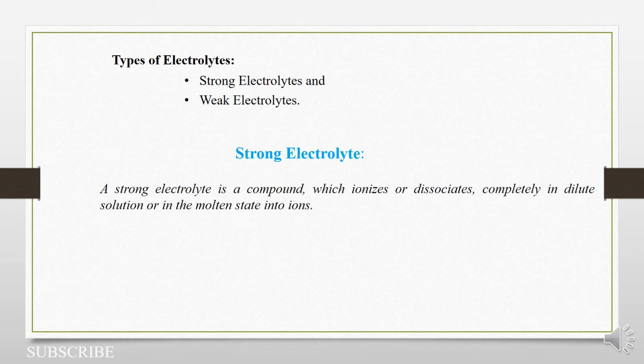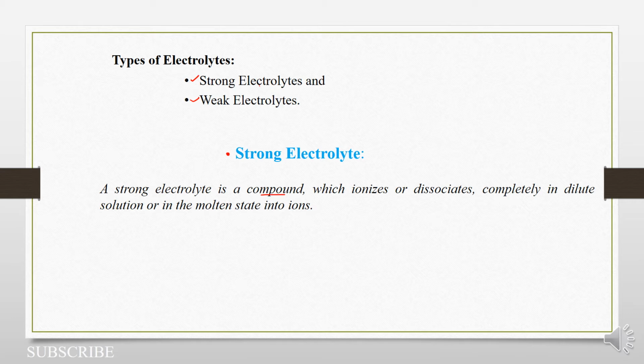Now we also have types of electrolytes. So far we have seen an electrolyte as a substance which, when in molten or aqueous form, will conduct electricity and is decomposed by it. But we have those that are strong and those that are weak. So we also have grades in terms of electrolytes. So what is a strong electrolyte?